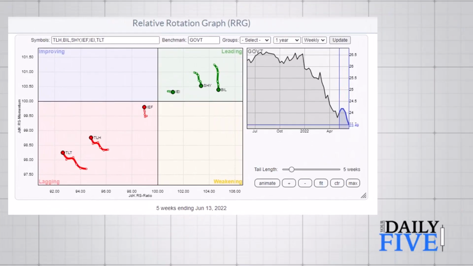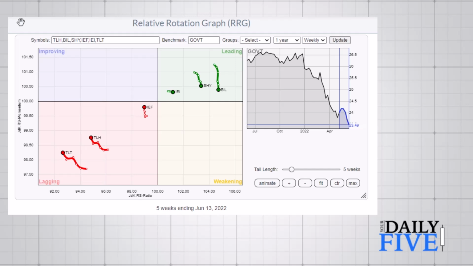The next relative rotation graph that I want to show you is the one that shows the rotation for the various maturities on the yield curve. These are all ETFs, so these are all price-based. TLT, TLH, IEF, those are the longer dated Treasury bonds, and then we've got IEI, SHY, and BIL, which represent the shorter end of the curve.